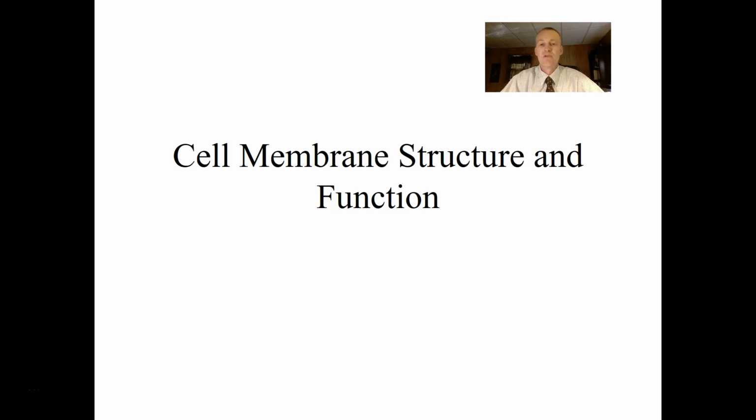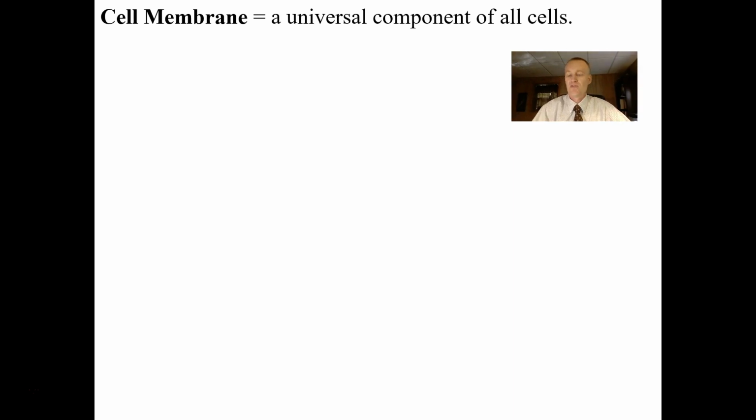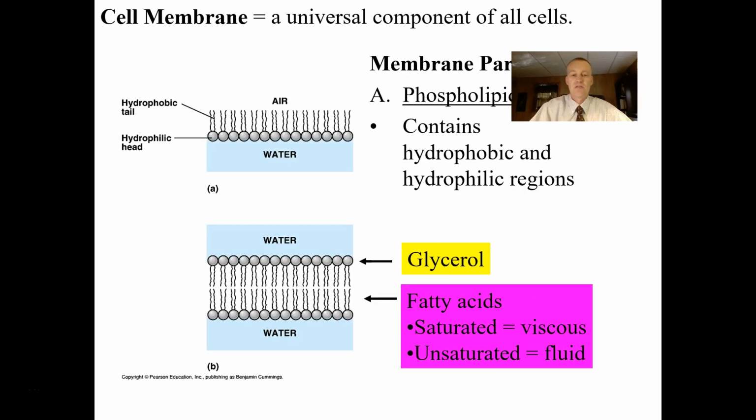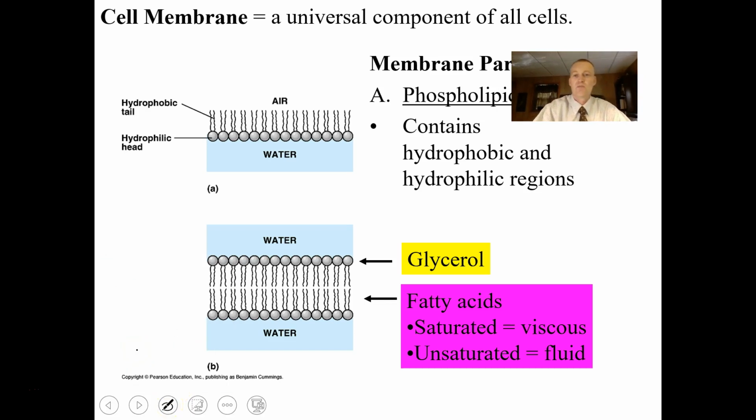The cell membrane is a really important part of the cell, and that's why we spend a lot more time on this particular part. Throughout the course of anatomy and physiology we'll talk about the cell membrane in a lot of different lectures and a lot of different systems. The cell membrane is a universal component of all cells, so it's found in every cell of your body and in every cell of every living organism. It has certain parts that you'll be responsible for understanding. So let me talk about those for just a second with you.